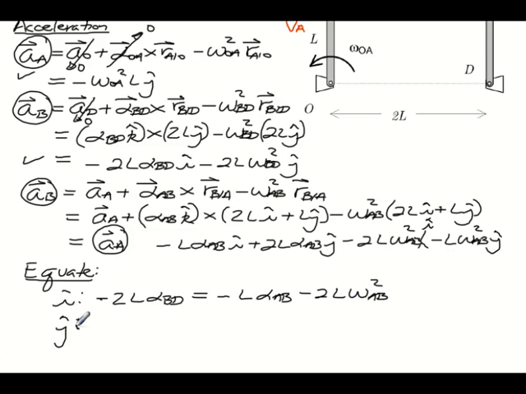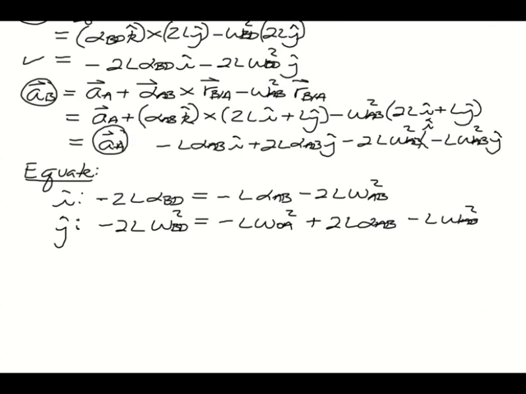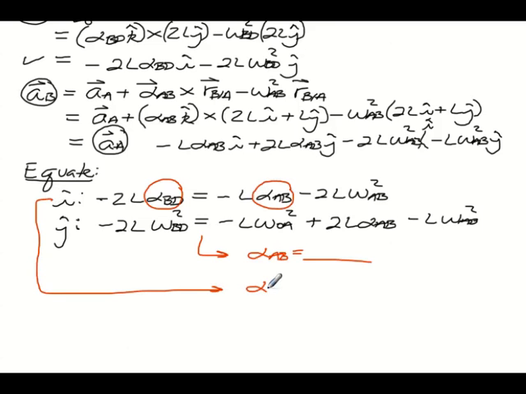The J components: from A sub B is going to be minus 2L omega BD squared. A sub A has minus L omega OA squared. And then we have a 2L alpha AB and a minus L omega AB squared. So we have two equations, and the two unknowns that we're trying to find here are alpha BD and alpha AB. So my suggestion would be to take this equation and solve for alpha AB. Once we have alpha AB, the first equation can then be used to solve for alpha BD.